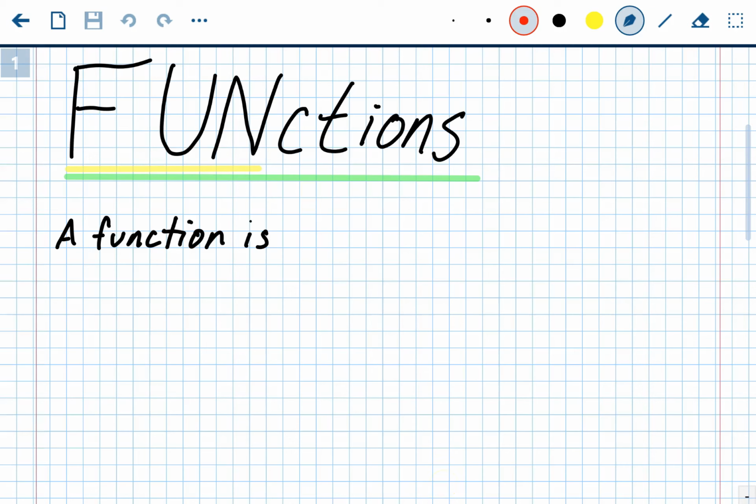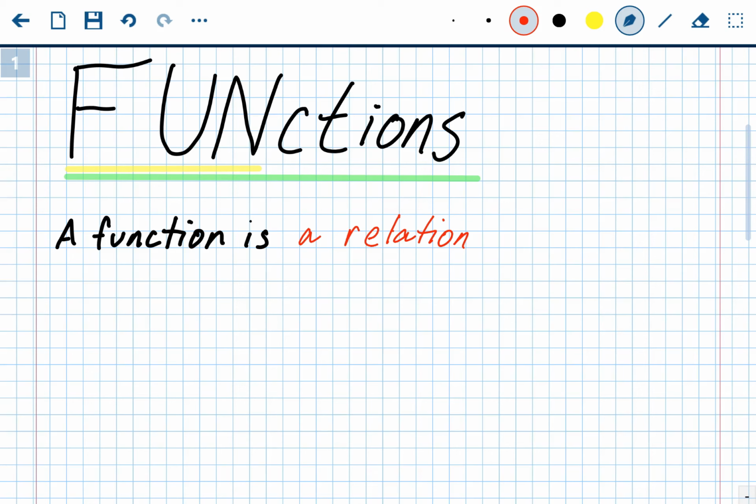Okay, so today we're going to talk about functions. All right, we'll start with the definition. What is a function? Well, a function is going to call back to what we did in the last lesson, which were relations. A function is a relation, but it's a special type of relation.